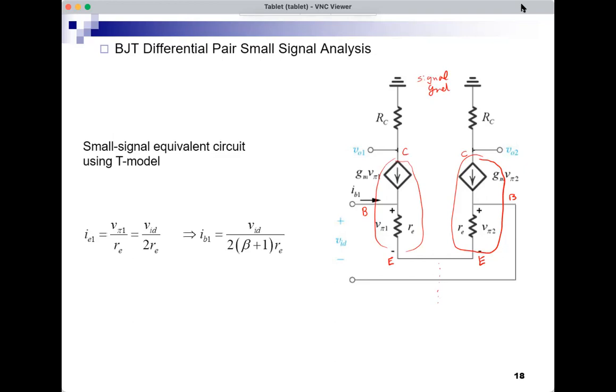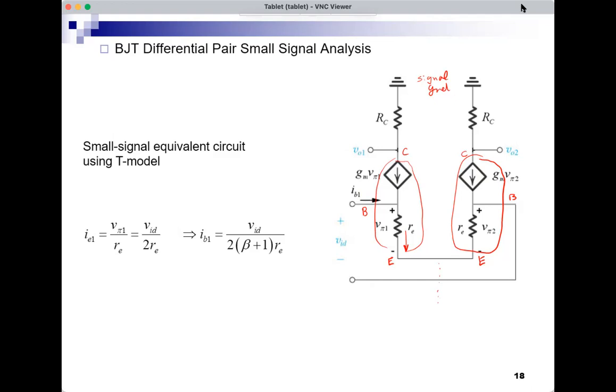So if we do this, we can say that the current here in the first emitter is V pi 1 over RE. V pi 1, because of the symmetry, would be VID over 2. So that's VID over 2RE. And this gives me now IB1, which is IE1 over beta plus 1 in the active region. So this is the input current that we see.